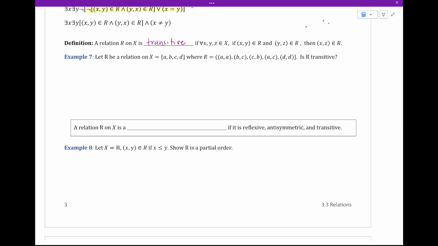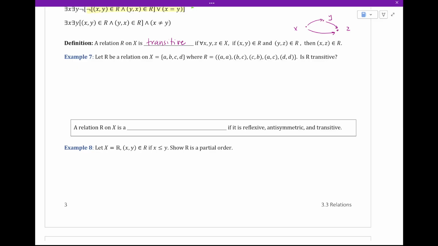So maybe I'll draw a little diagram here. This is x, y, and z. We're saying if (x,y) is in R and (y,z) is in R, then (x,z) must be in R. So this is a transitive property. We're kind of making a triangle here. If we have the peak of the triangle, then we also have this base here.